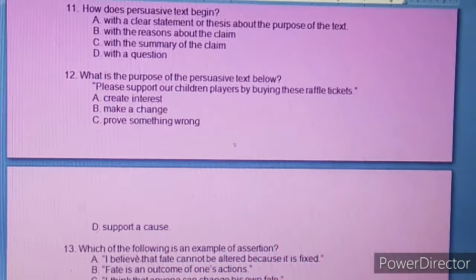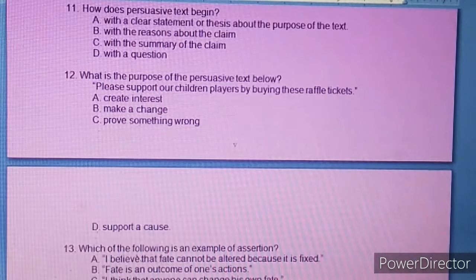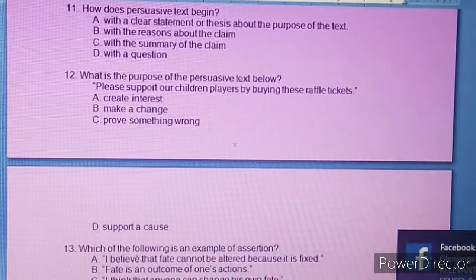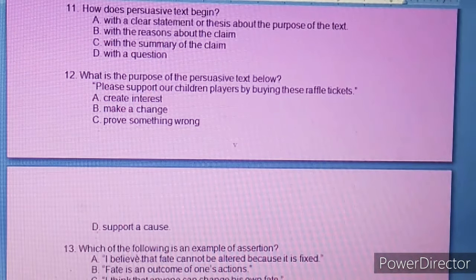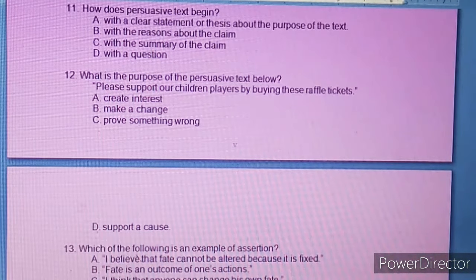What is the purpose of the persuasive text below? Please support our children players by buying these raffle tickets. A. Create interest. B. Make a change. C. Prove something wrong. Or D. Support a cause. The correct answer for number 12 is letter D. Support a cause. Let's move on to number 13.